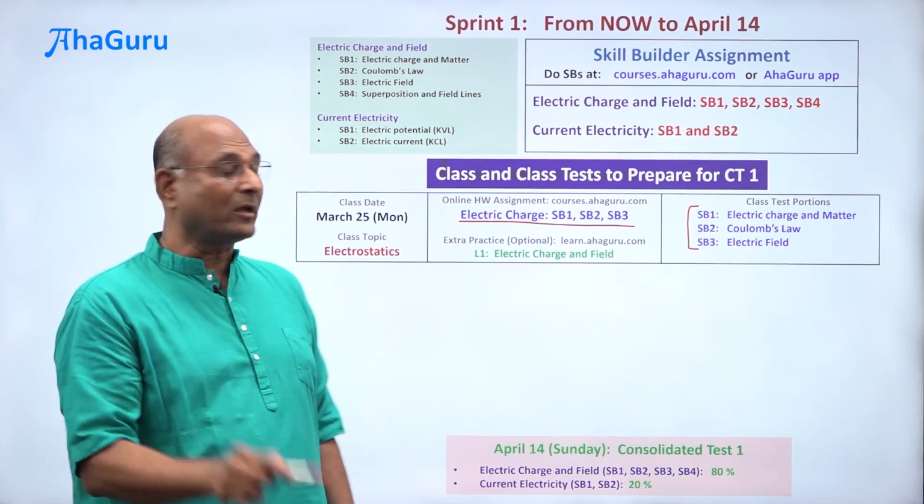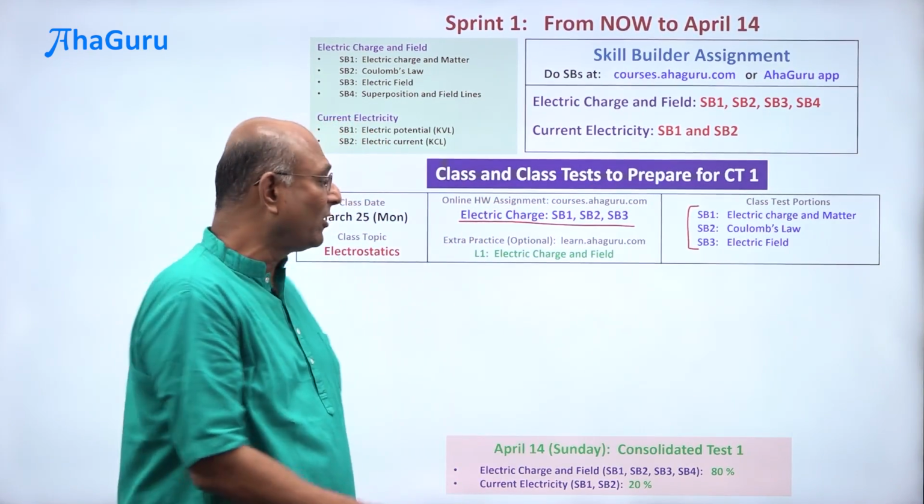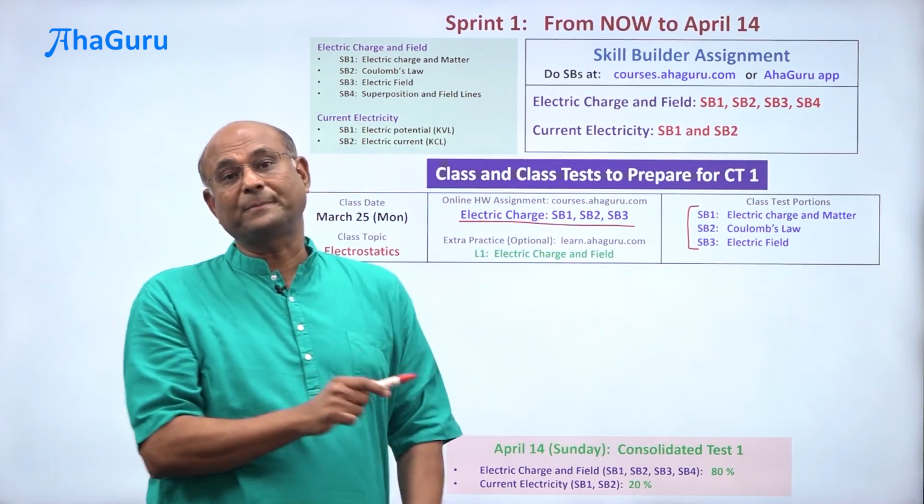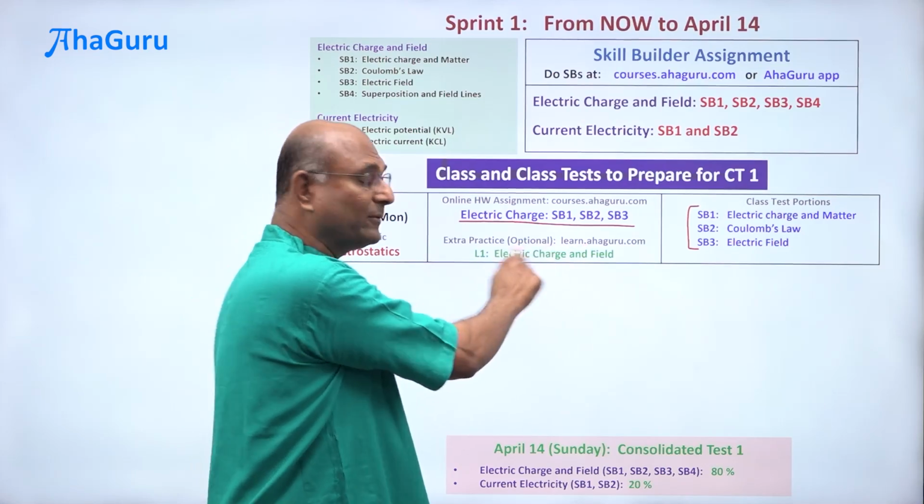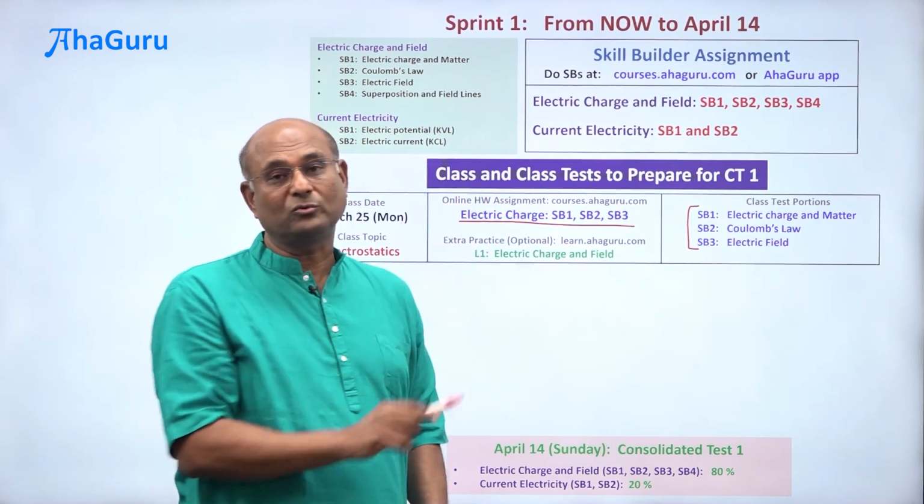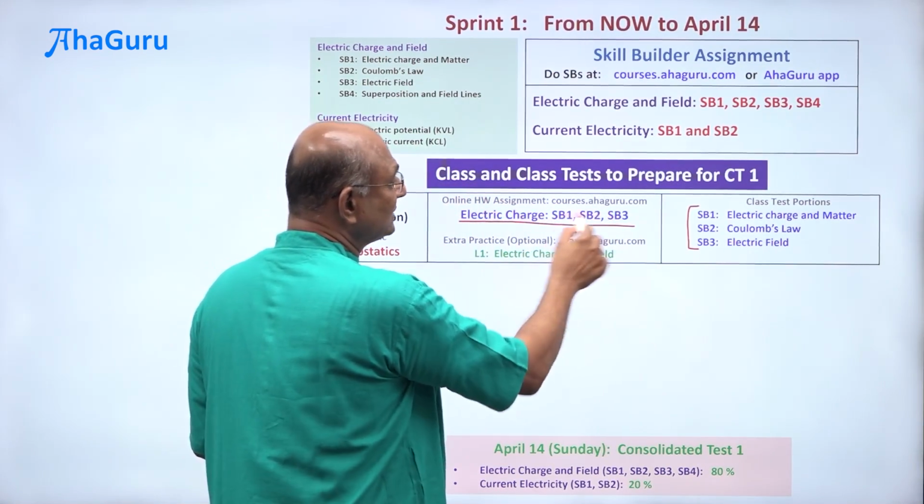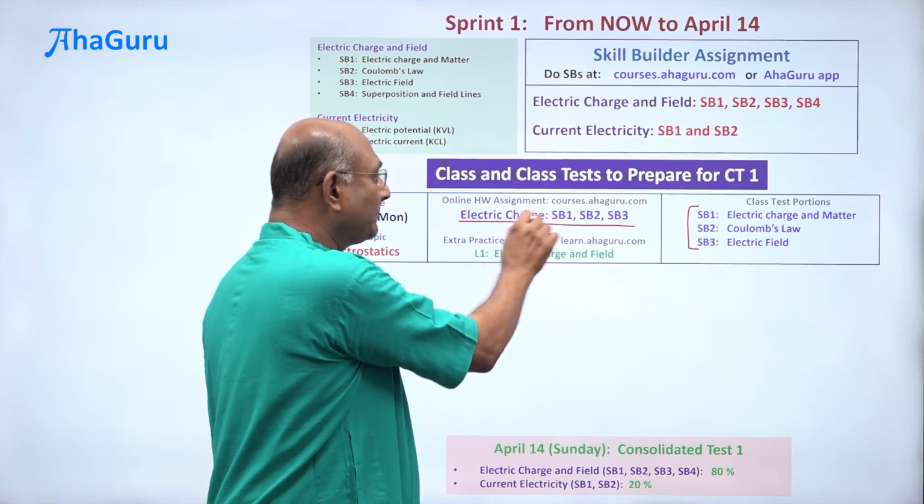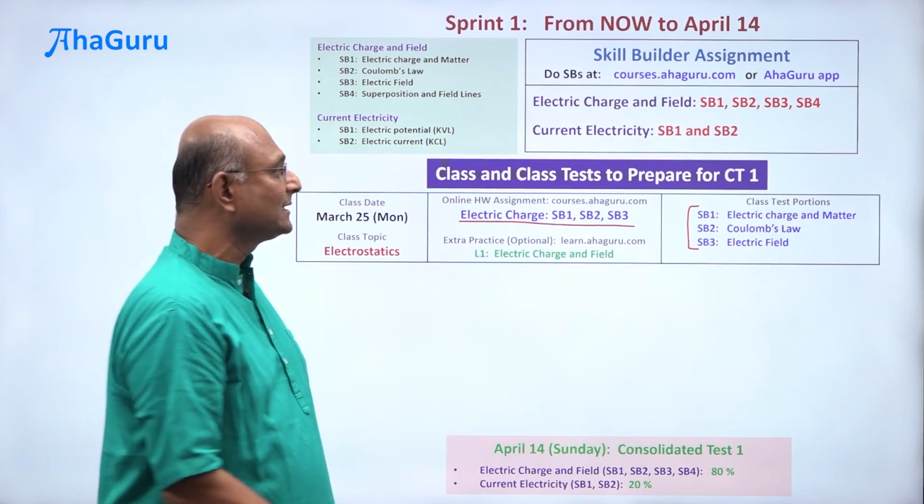L1 means you're talking about learn.ahaguru.com, online lesson, electric charge and field. Lots of solved examples, lots of practice questions, almost 30 questions are there. Please go ahead and do that. Once you have finished this, SB1, SB2 and SB3. Understood? So the online assignment is these 3 skill builders.